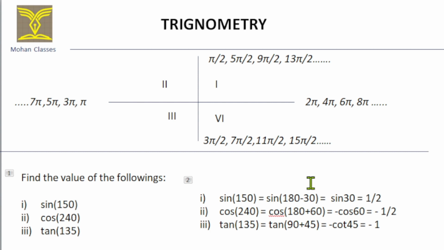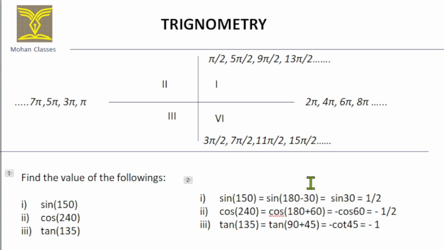Tan 135 can be written as tan 90 plus 45. 90 plus 45 will come in the second quadrant, where only sine and cosecant are positive. Therefore, tan will become cot, it's minus cot 45. Tan 45 value is 1, therefore cot 45 is also 1 divided by 1, 1 only. So minus cot 45 is equal to minus 1.